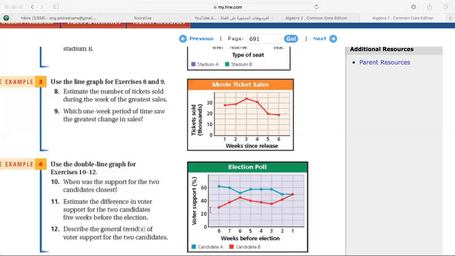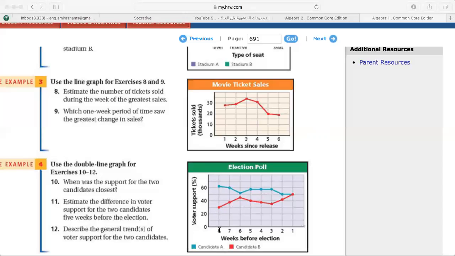There is an election poll that is made in school, candidate A and candidate B. Voter support and weeks before election. So here in the horizontal scale, I have weeks before election. And here on the vertical scale, I have the voters. There will be a vote because it is a poll like a competition. So I'm going to choose A or B. So here shows the voters.